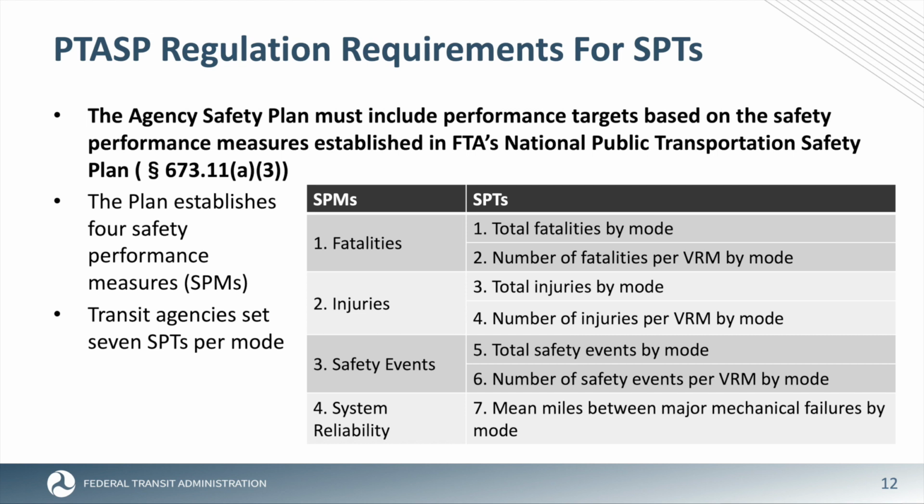It's the total by mode as well as the rate per VRM by mode for both injuries and also safety events. For the system reliability safety performance measure, the National Public Transportation Safety Plan establishes a single safety performance target, and it's mean miles between major mechanical failures, again by mode.